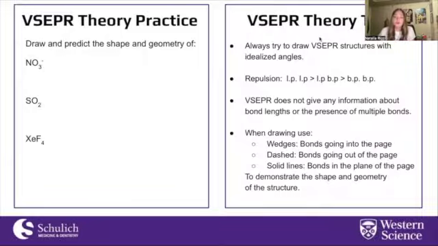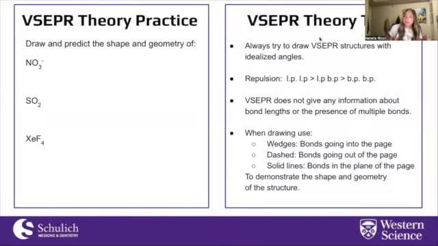And so when drawing, I had an error in my typing here. Basically, dashed lines are bonds going into the page, wedges are bonds going out of the page, and solid lines are bonds in the plane of the page. This is just used to demonstrate the geometry and shape of the structure. VSEPR uses this to show that.